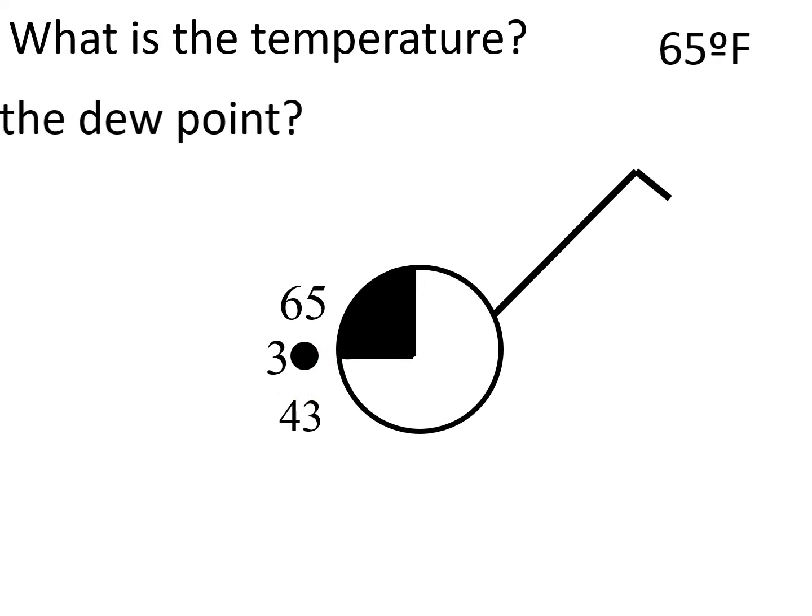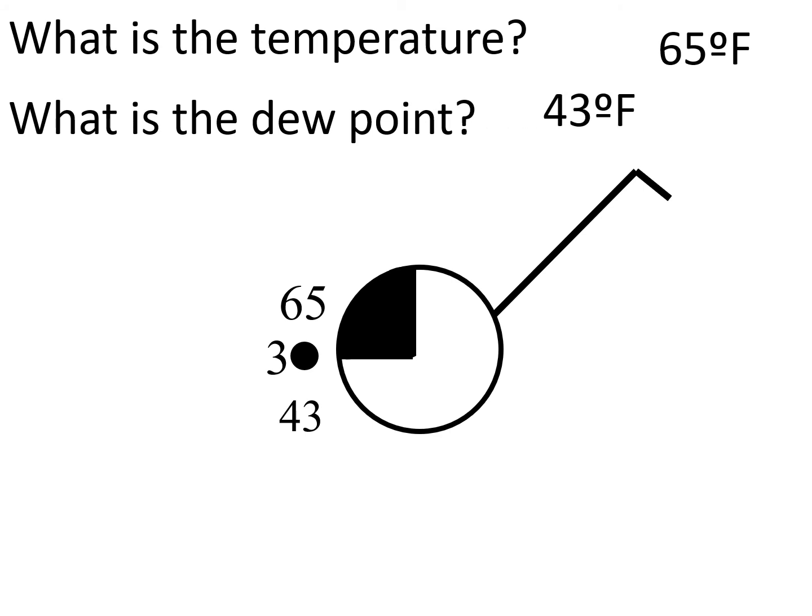So the temperature is 65. What's the dew point? 43 degrees Fahrenheit. And notice, don't say 65. There's Celsius scale, Kelvin scale, and Fahrenheit scale. We're on Fahrenheit, so say 65 degrees Fahrenheit. 43 degrees Fahrenheit for the dew point.